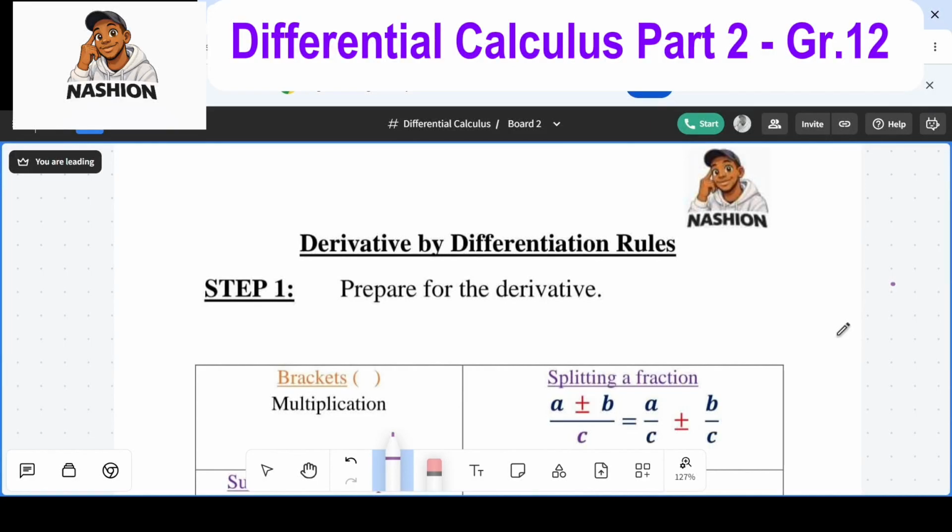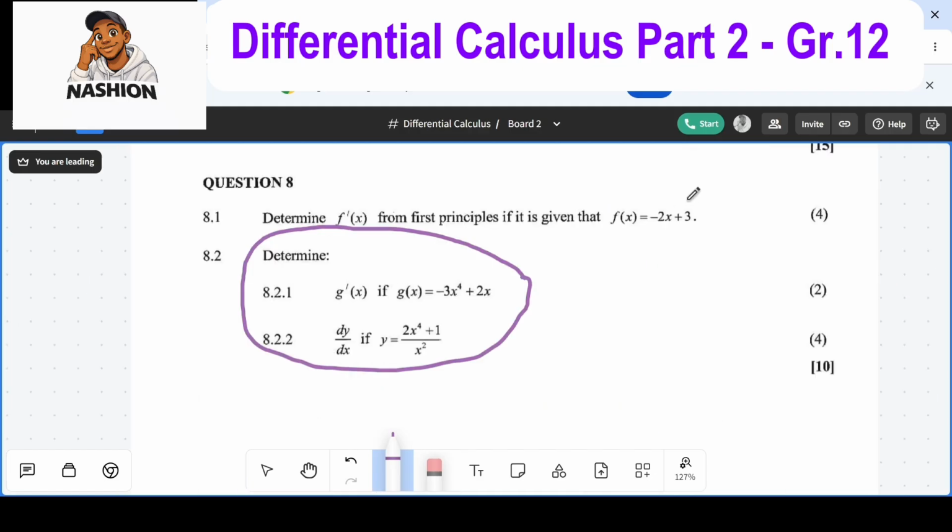Calculus, this is fun. We are finding the derivative using differentiation rules. You see, in calculus, the first question is about first principles. And right after that, you come across the rules of differentiation. They usually give us 2 questions.